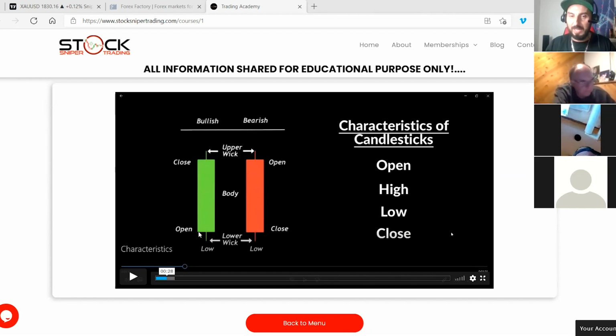Green candle, bulls, they open at the bottom, close at the top, and a red candle opens at the top and closes at the bottom. And they all have the same characteristics. They have upper wicks, lower wicks, and they all have open, high, low, close. Okay, so do you guys understand that? Are there any questions on that?